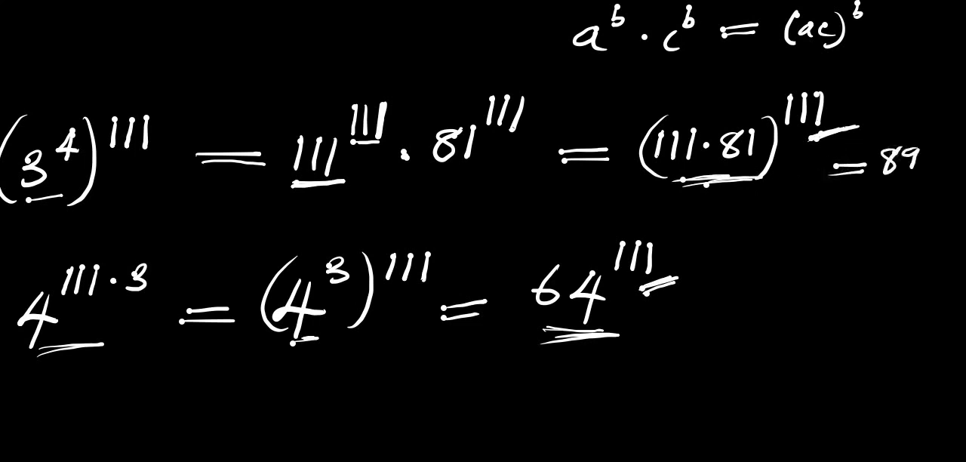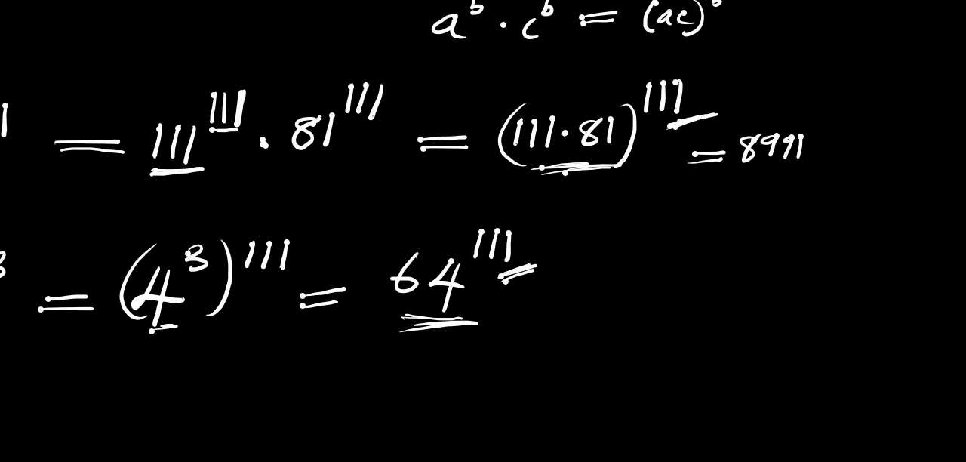But if you multiply this number here, this will definitely give you 8991, and this is raised to the power of 111. Now look at it here. 8991 is far greater than 64. And mind you, the powers are the same. So this shows that this number here is far greater than what we have here.